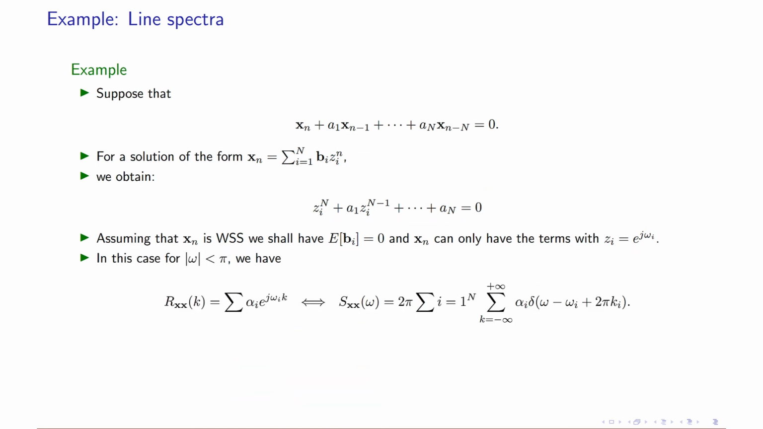So if you take the Fourier transform, this is a summation over the Fourier transform of that, which is the summation of R_xx of k times e to the power of minus j omega k, and then you get the power spectral density, which is equal to this.